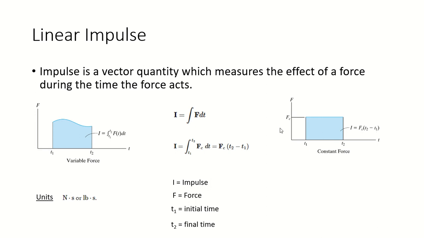But we're going to use this more than this, so you will be concentrating on that second expression, but it's actually the same anyway. The unit of your impulse is Newton-second; in the British system it is pound times second. So you have your impulse, your force, your initial time, and your final time.